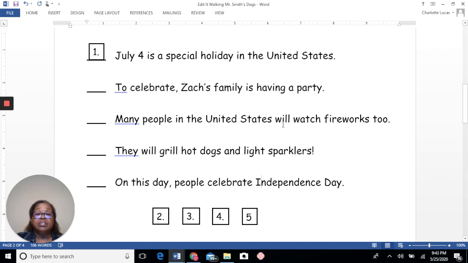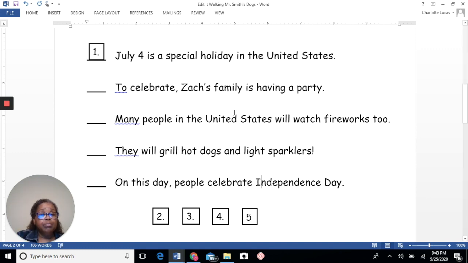Many people in the United States will watch fireworks too. They will grill hot dogs and light sparkles. In this sentence, it seems like they're going to do something first and then they're going to watch fireworks too. So maybe there's a sentence that goes before that. On this day, people celebrate Independence Day. This sentence is explaining a previous sentence. It sounds like on this day, so it's referring to a particular day.